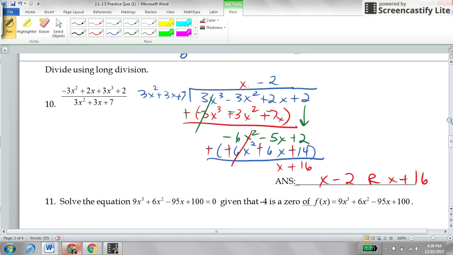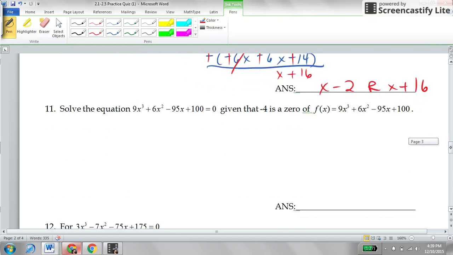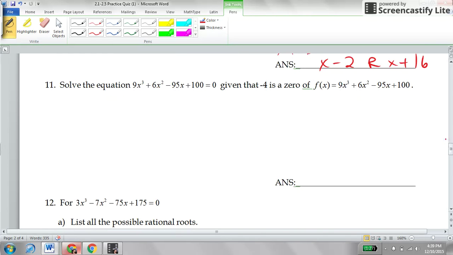The rest of these kind of all follow the same pattern. They want you to solve based on some information. This one, they give you that one of the answers is negative 4. So we can start by dividing by negative 4. And we're going to use synthetic division because we can. Negative 95 and 100. Since this is a 0, we should not get a remainder.